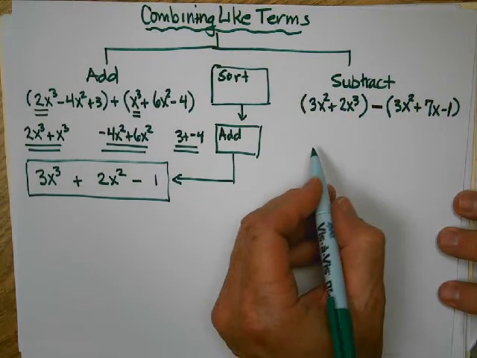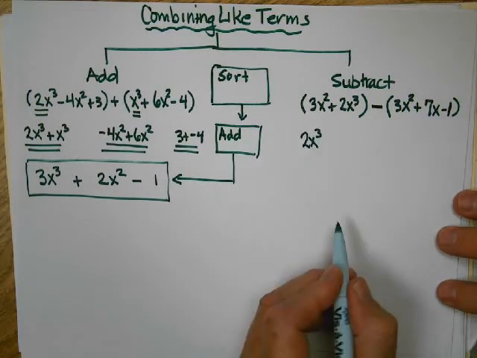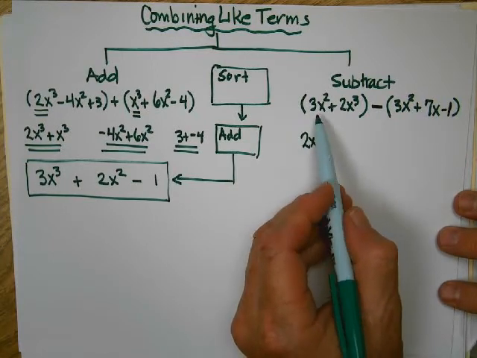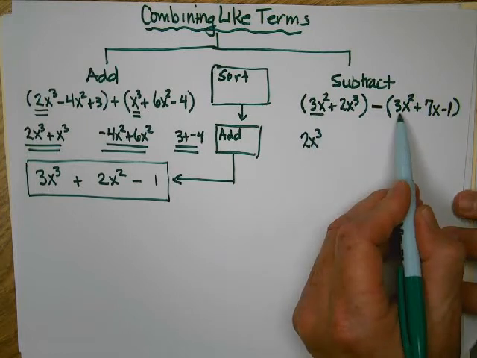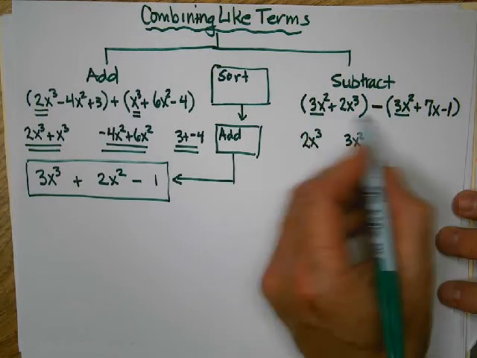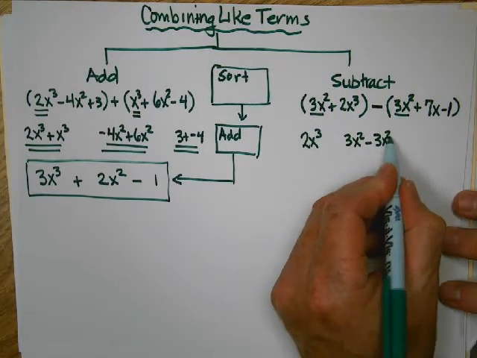2x cubed, though, doesn't have a partner over here. So we can just write that down, 2x cubed. Nothing to add to it. Next, we're going to look for the squareds. We have a 3x squared here and a 3x squared here. So we'd write 3x squared from the first one minus 3x squared in the second one.